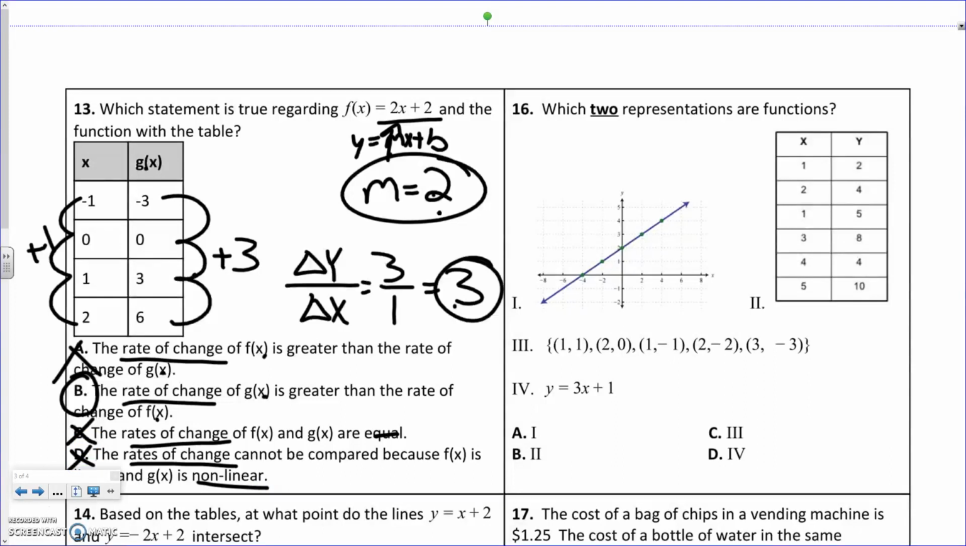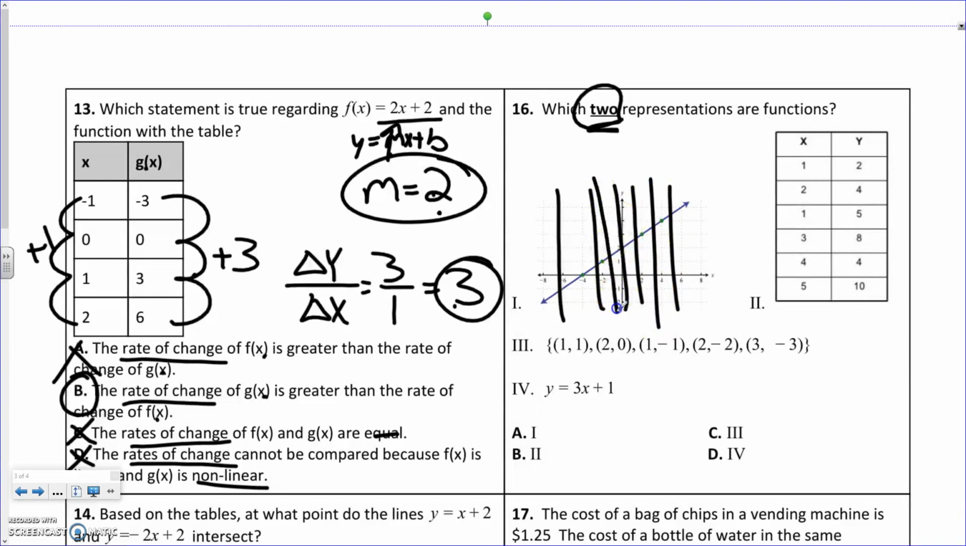Number 16 says which 2? Oh man, that's huge. You gotta pick 2 here. Which 2 representations are functions? So looking at a graph, remember, we can always do the vertical line test. Does this ever touch on more than one spot? No. So if it never touches on more than one spot at a time, then that means that is a function. So yes, this is a function. So we can circle A.